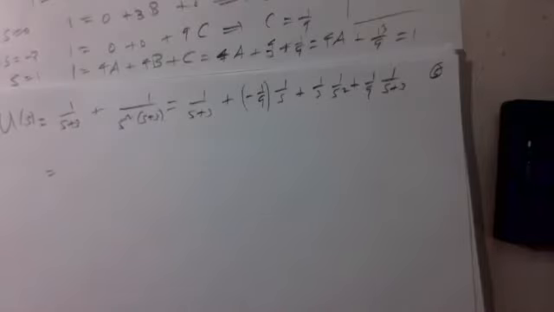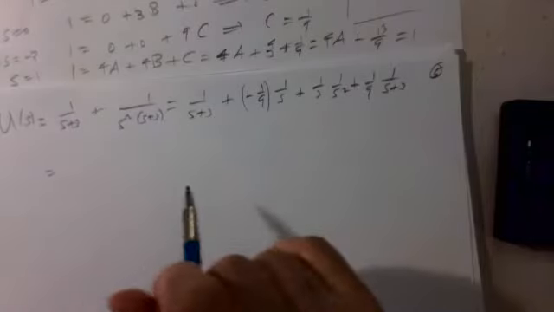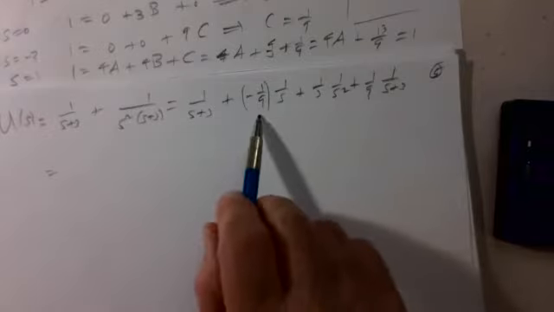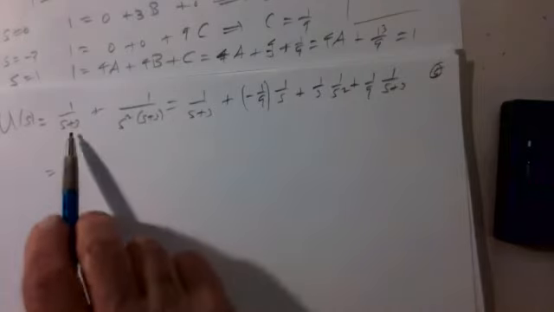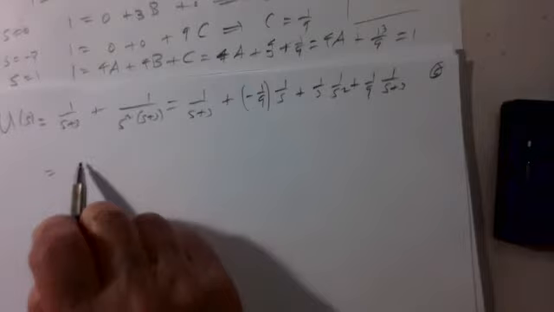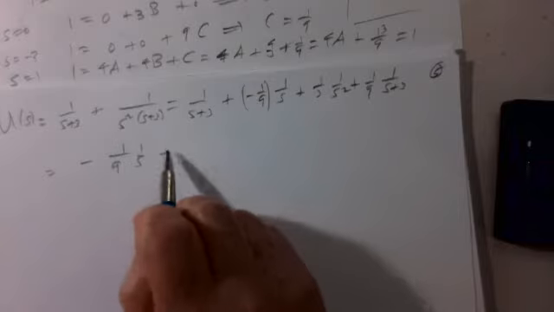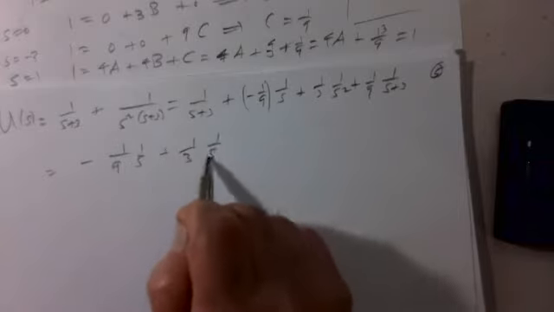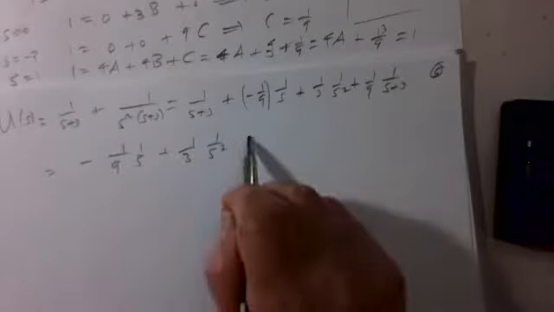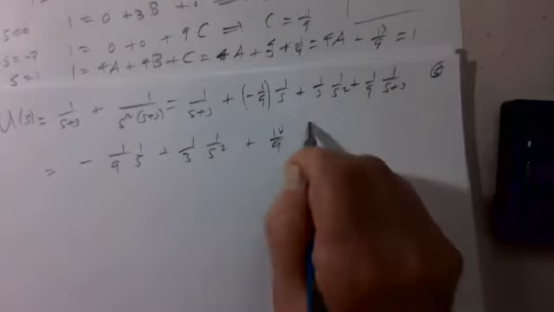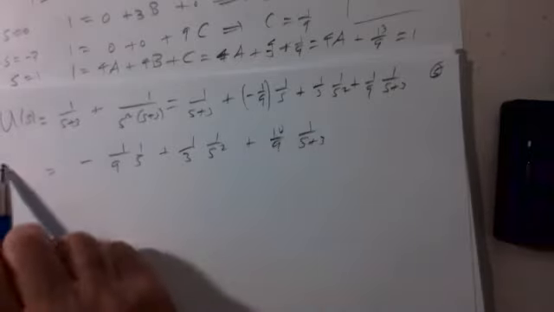So I have what? I have 1 over s plus 3 plus 1/9. Let's see. I have minus 1 over 9 times 1 over s plus 1 over 3 times 1 over s squared. And 1 over s plus 3 plus 1/9, that's 10 over 9, 1 over s plus 3.